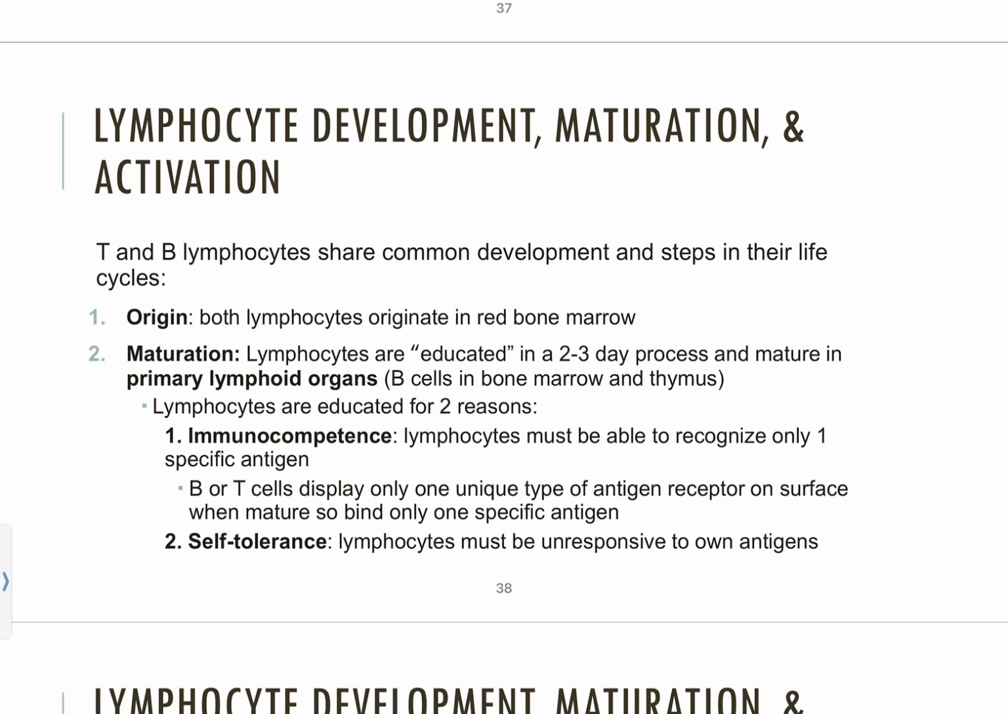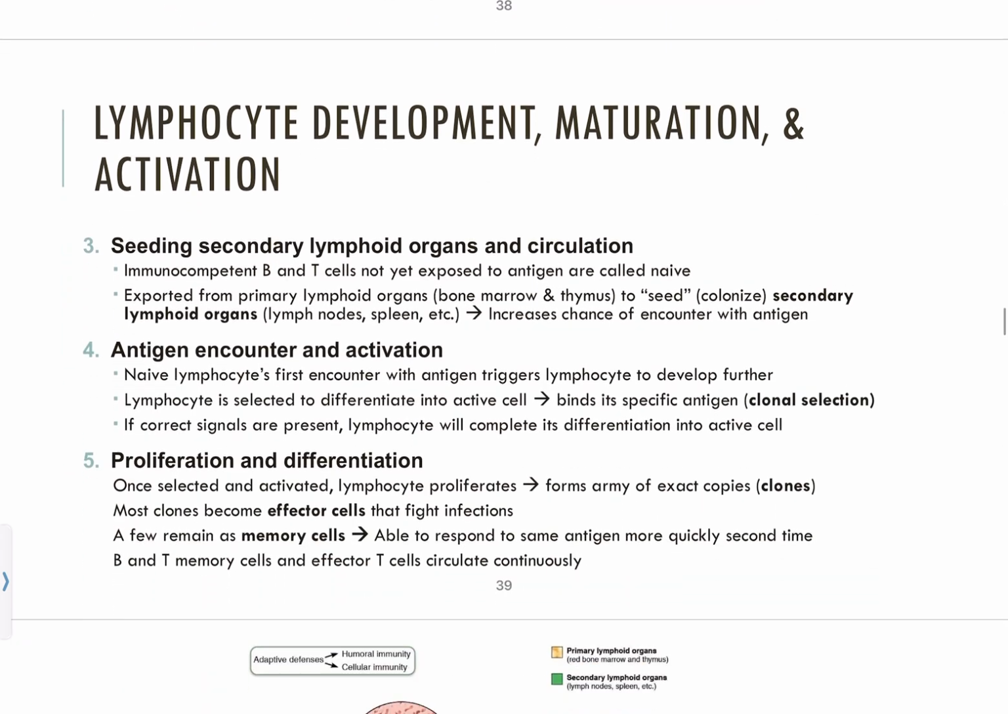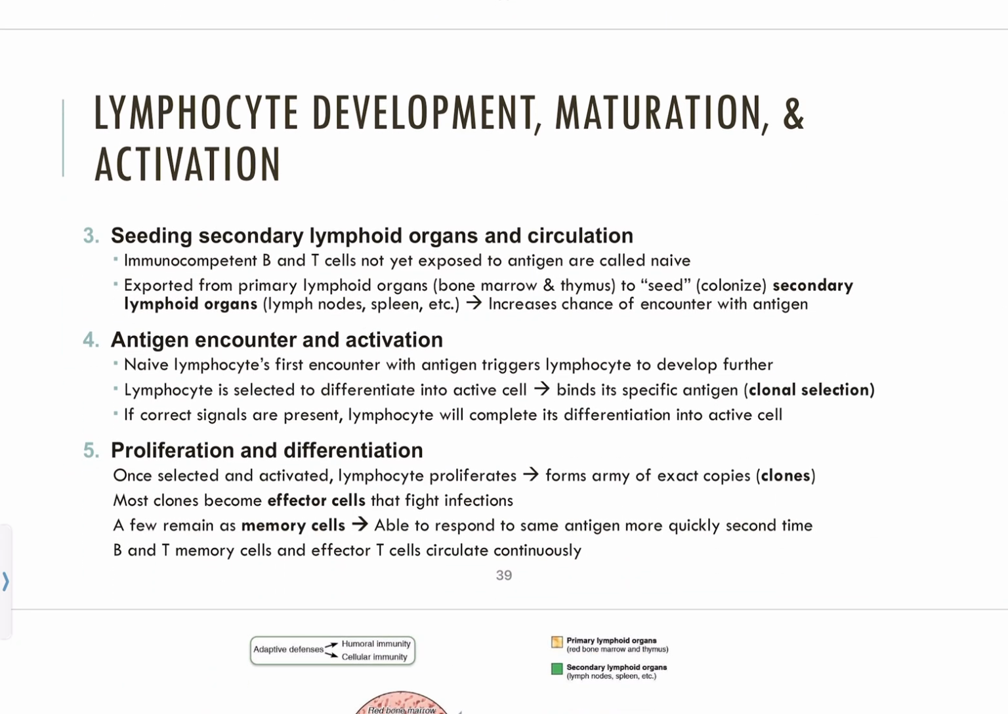The other component of the maturation or education process is self-tolerance. We want to make sure that it doesn't attack our own body cells, so we want it to be unresponsive to self-antigens. After the maturation process, these lymphocytes still have not been exposed to an antigen yet, so they're still referred to as being naive.